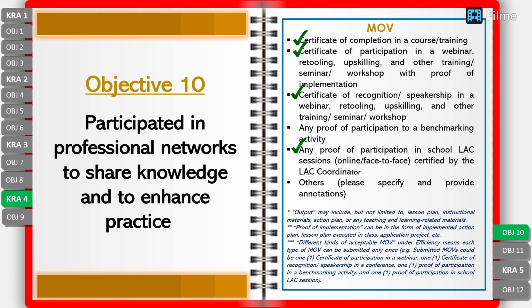Objective 10, participated in professional networks to share knowledge and to enhance practice. For this objective, i-rate natin ang quality and efficiency. For quality, tingnan lamang po ang performance indicator ng objective na ito. For efficiency, makakuha tayo ng 5 o outstanding if we submitted 4 different kinds of acceptable MOV. When we say different kinds, it means each type of MOV can be submitted only once.